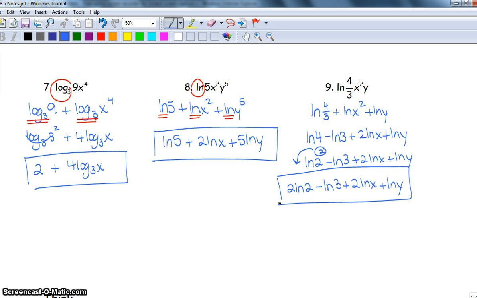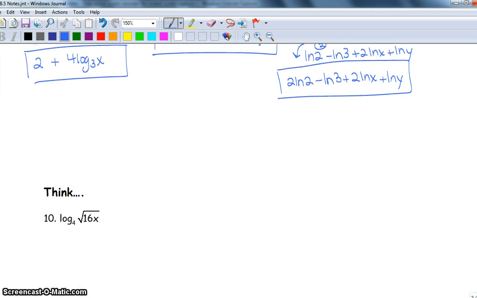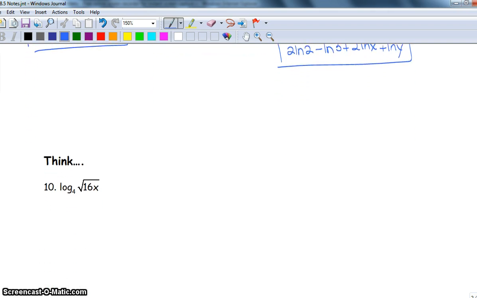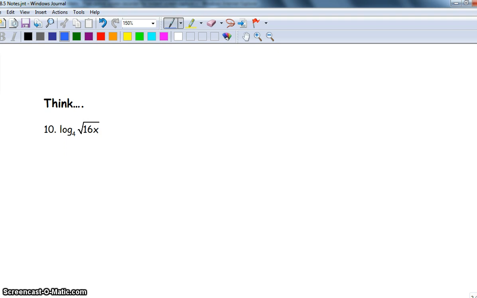So the trick when you're expanding is to take it one step at a time. So I see that I've got 3 pieces that are being multiplied. That means that they get separated with addition signs. Then you look inside each individual term and see if there's something else you can break down using those 3 rules that we talked about in the very beginning. Alright, we've got one question left, and I want you to hit pause on this and try this one on your own and see if you can figure it out.